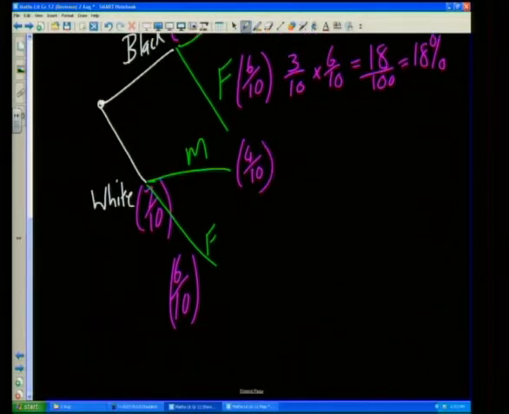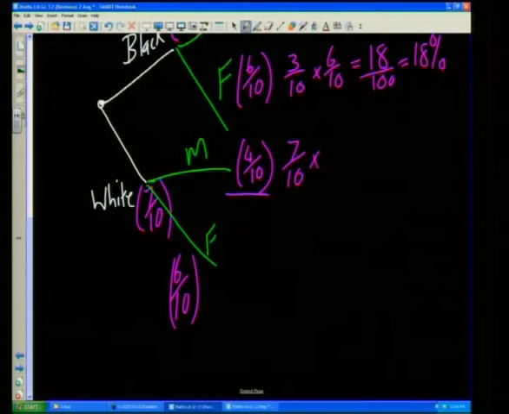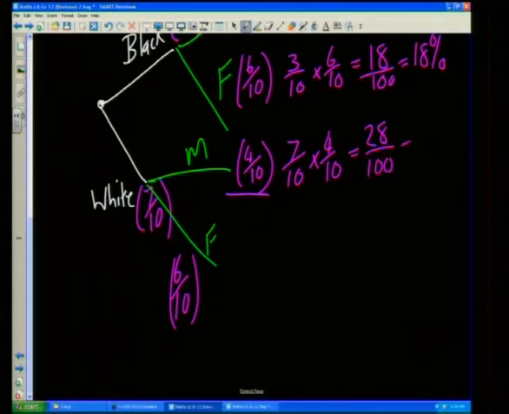Next one, we've got over here, to choose a white sheep, 7 out of 10. To choose a male is 4 out of 10. So it's 7 out of 10 multiplied by 4 out of 10. 7 fours are 28. There we go. 28 out of 100. So 28%.